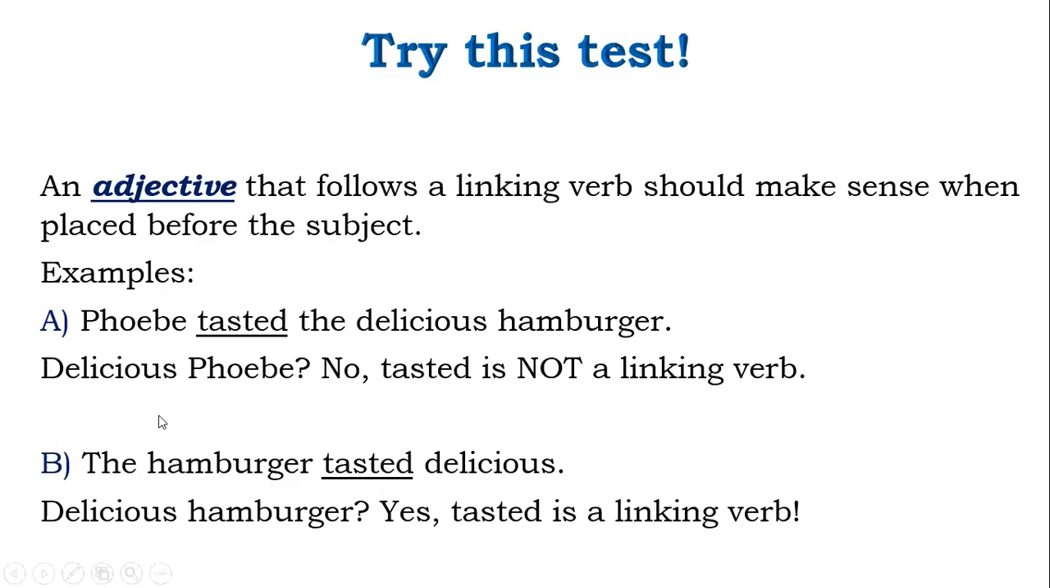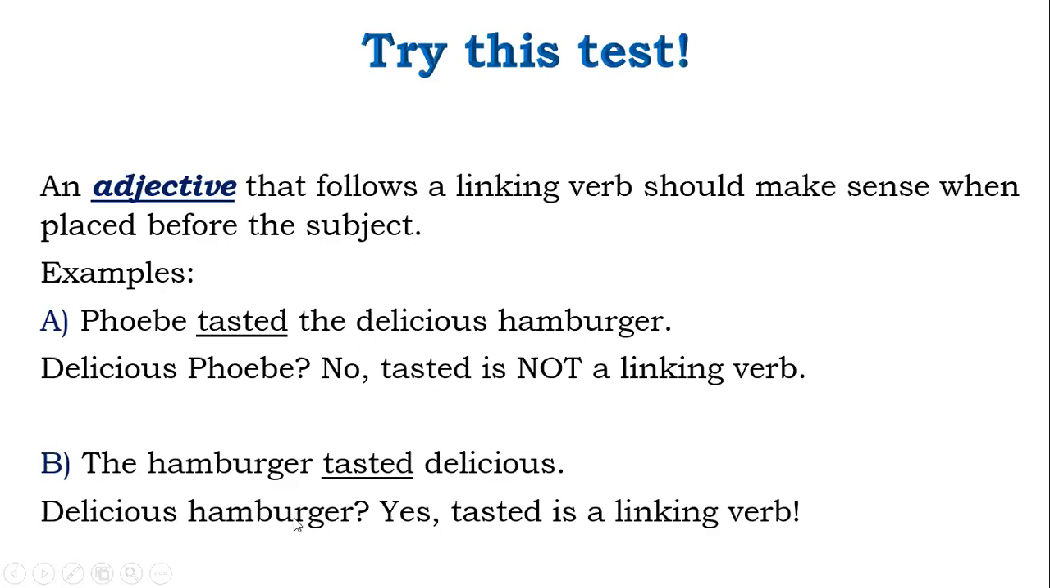So we go to the predicate. The hamburger tasted delicious. We know that tasted is the verb and hamburger is our subject. So we see the word delicious again, and we identify it as an adjective. Yes, Ms. Villamosa, delicious is a word that describes. So yes, it's an adjective. So what we need to find out now is whether or not delicious is actually describing the subject. So what do we do? We place the adjective before the subject.